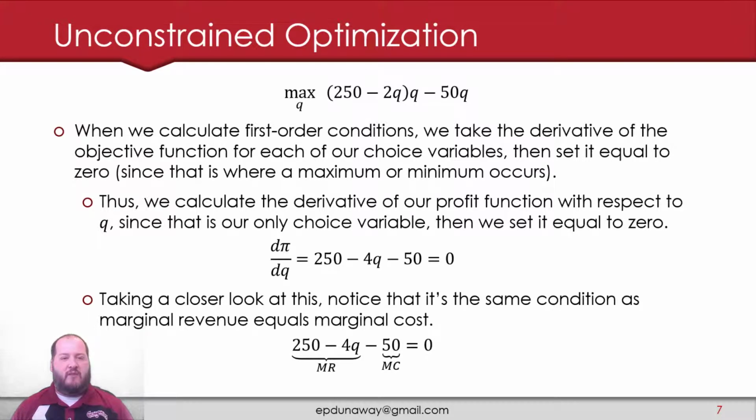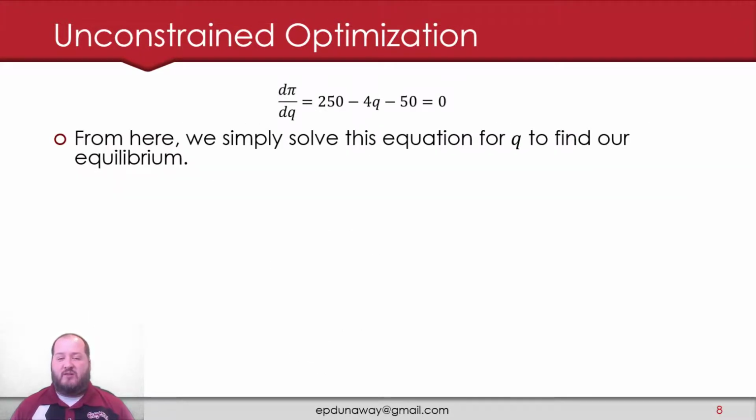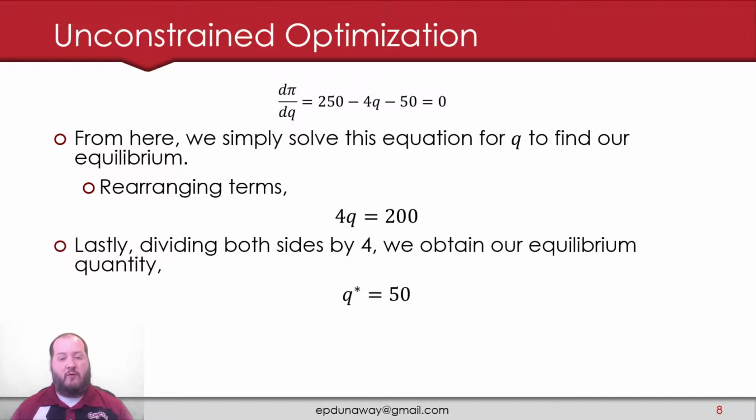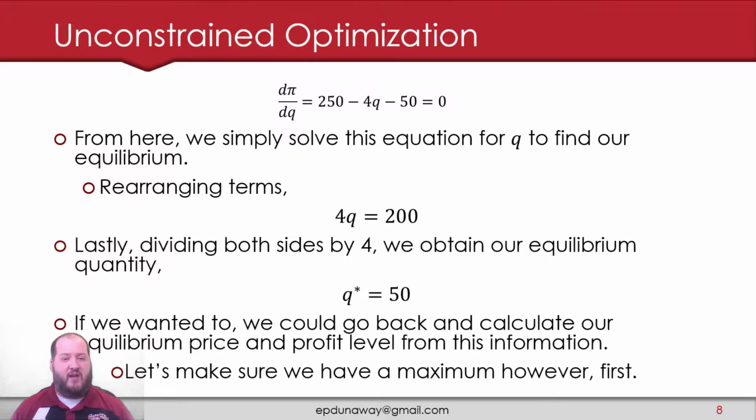So anyways, like I was saying, this is just a situation with one equation, one unknown, and I can just solve that. So let's solve this for Q. Well, I can combine the 250 and the minus 50 to get 200. I can move the 4Q to the other side, and I get 4Q equals 200. Dividing both sides by 4, I get my equilibrium quantity. Q star equals 50 in this case.